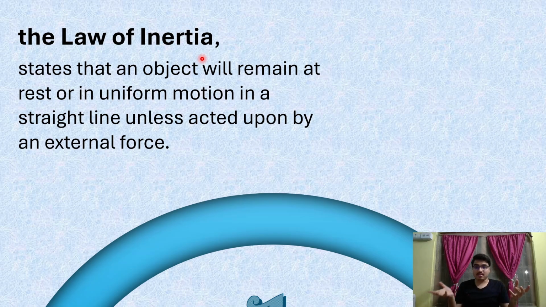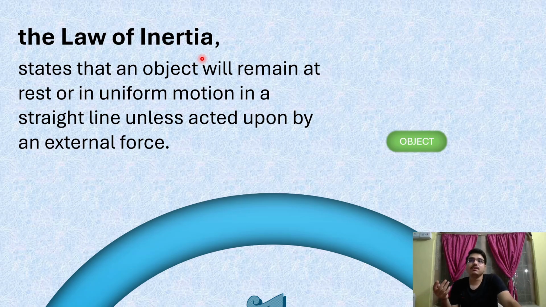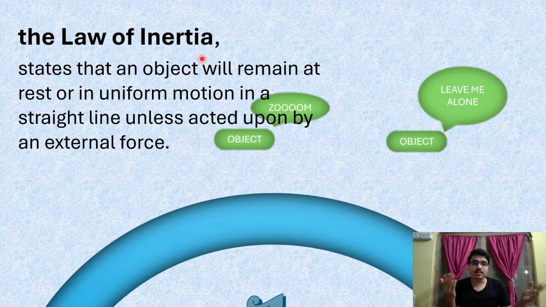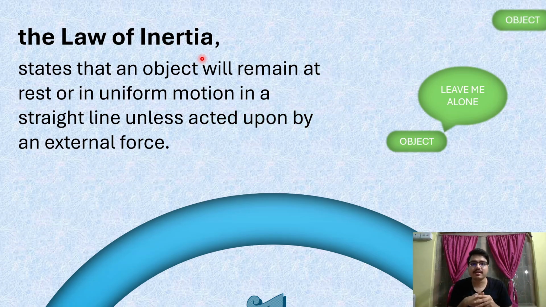What does it actually mean? That is, if an object is left idle, it will remain in that idle position. It will sustain that state of rest until and unless we apply a force on it. So, the object is basically saying, leave me alone, whether it is at rest or moving in uniform motion in a straight line. That was all that the first law has to say.